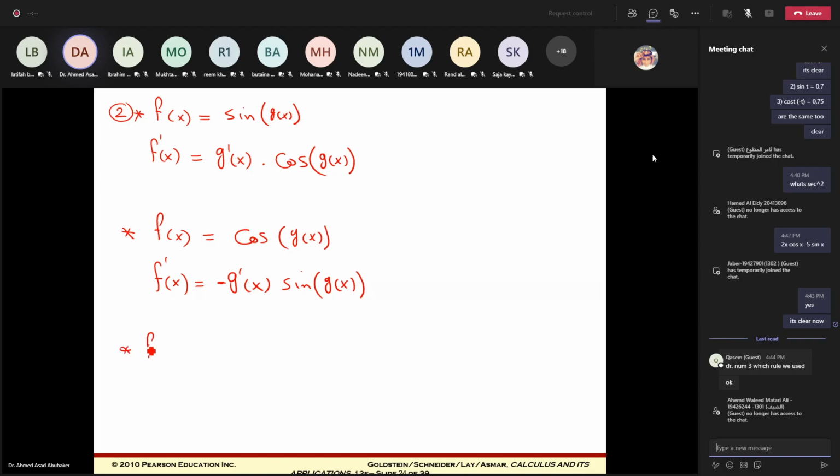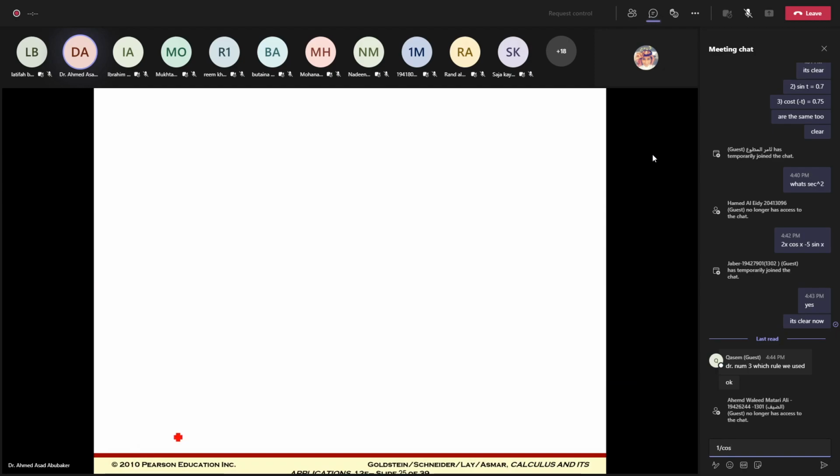Okay, also in tan, if we have f of x equals tan of g of x, the first derivative equals g prime of x multiplied by secant square, and inside this also g. Okay, now example about this. Example, find f prime. Number 1, f of x equals sine x squared plus radical, or sorry, cosine e to the x.